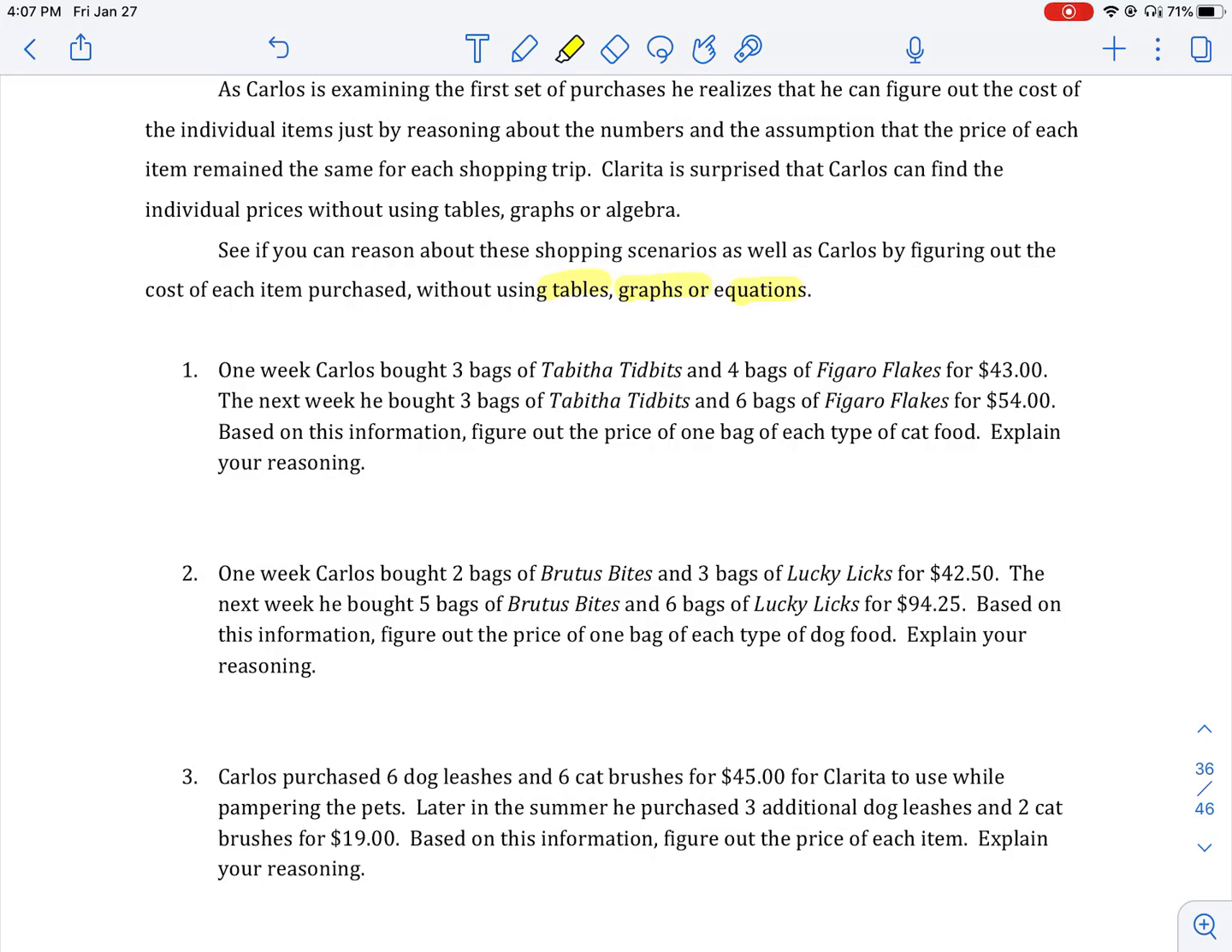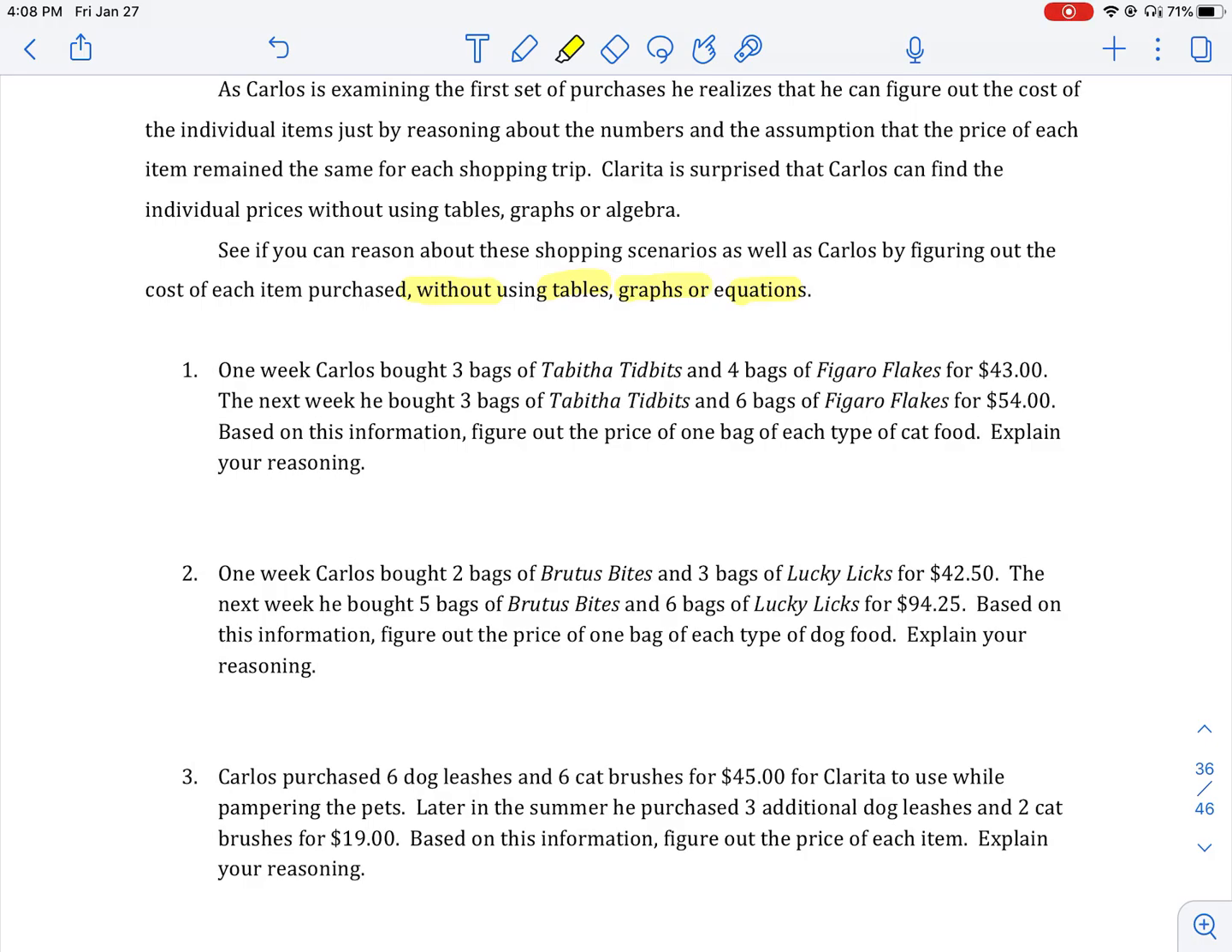We're actually going to solve this without, sorry, they want you to use without these. So I don't want you to use a table, I don't want you to use a graph or equation. We just want to figure things out. So why don't you pause the video and read through numbers 1, 2, and 3 and highlight what you think are the important pieces of information. And then when you're ready, press play and I'll explain to you how to do number 1.